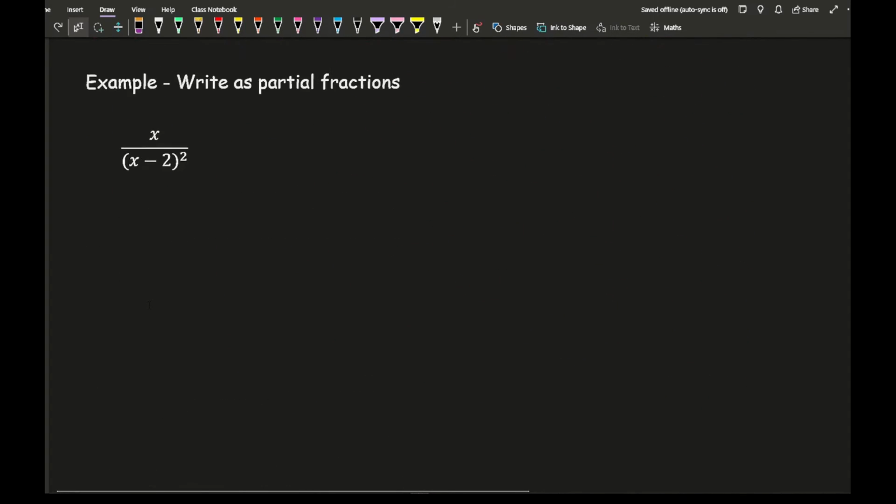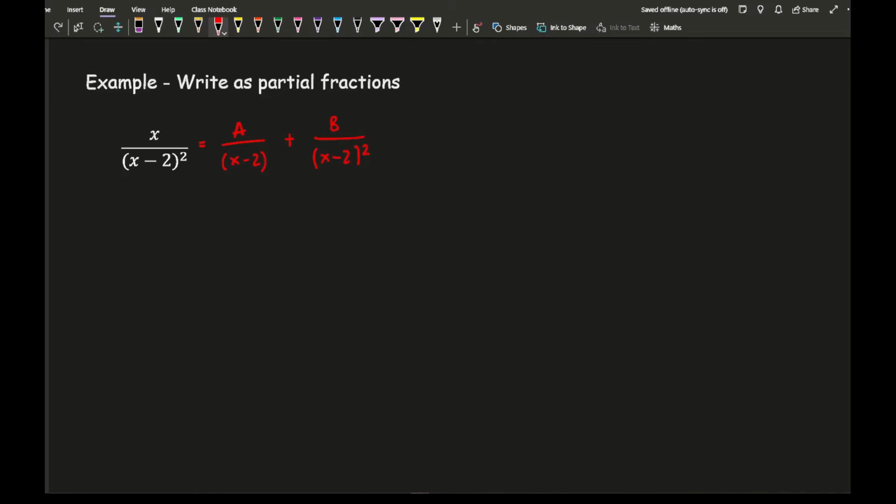So let's have a look at these examples. Now again, these are slightly different, but the same thing kind of applies. So looking at this, the question asks us to write as partial fractions. So for this, I'm going to write it as a over, now I've just got one repeated root, and it's not a problem. So I'm going to write 1 without a power and 1 with the original power, like so.